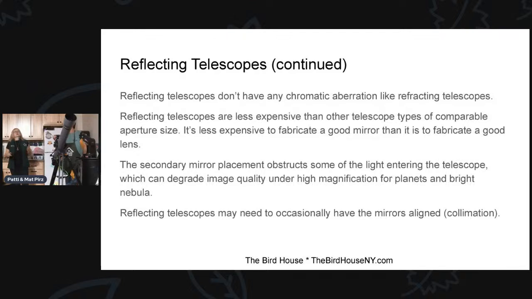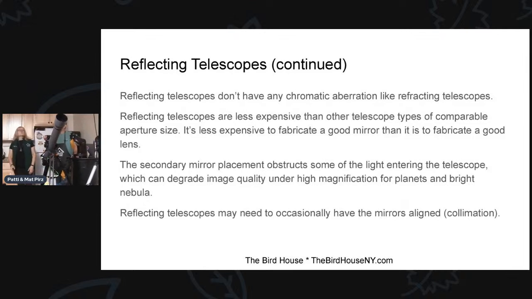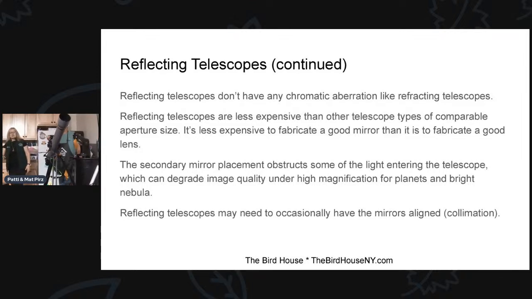A nice plus to the reflectors or the Newtonians is they don't have any chromatic aberration like you will get on a refractor. What's that? That is coloring on the outside edges. So you'll get a little anomalies on those outside edges. You get a lot less with this than you will with the refractor, and with the reflector you don't get any.